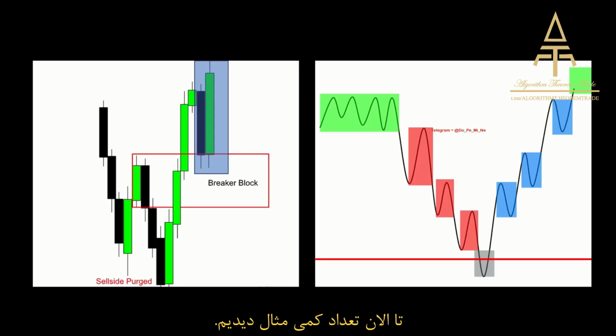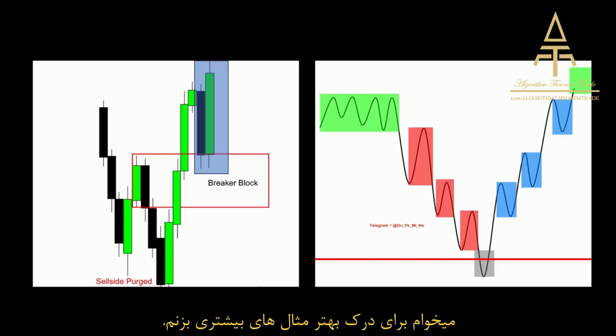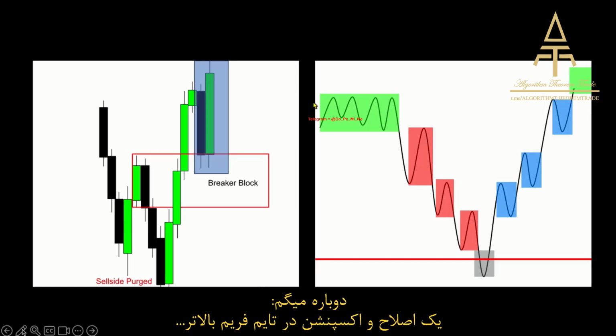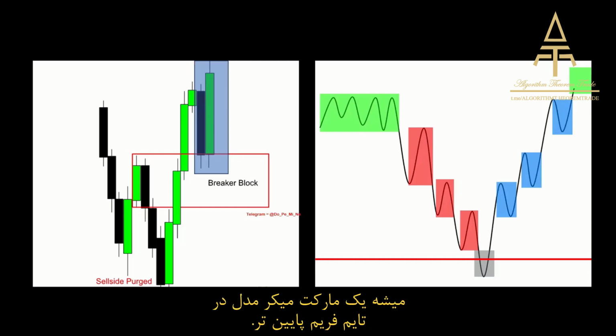So we have seen a few examples so far, and I'm going to keep on showing you examples until you understand this. A higher time frame retracement followed by an expansion is a lower time frame market maker model. I'm going to repeat that for you. A higher time frame retracement followed by an expansion is a lower time frame market maker model.